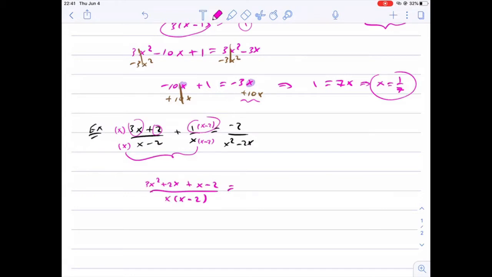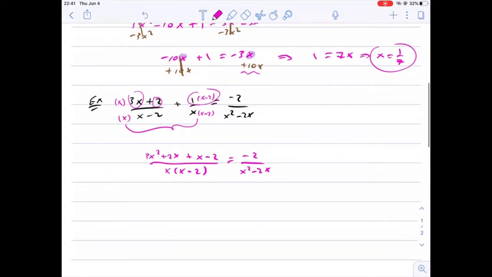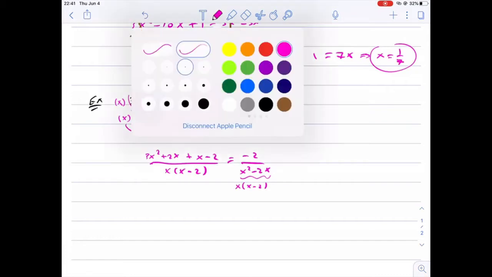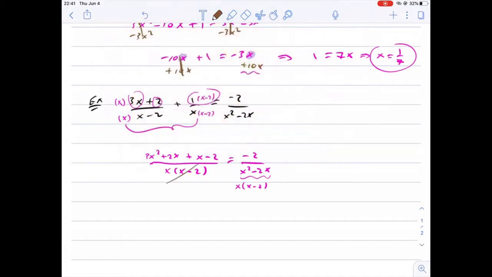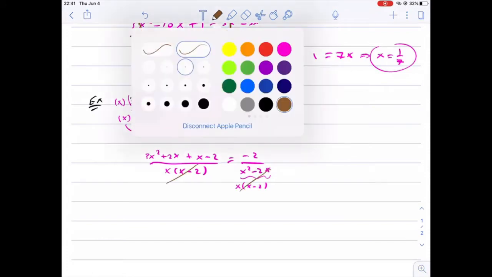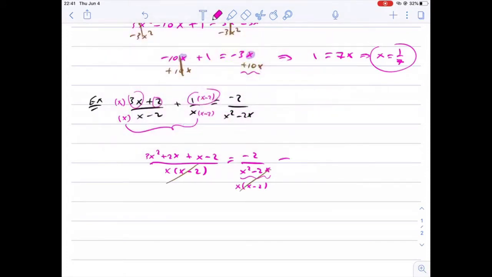On the right-hand side, we have negative 2 over x squared minus 2x. But x squared minus 2x is x times (x minus 2) if we factor this out. And as we can see, if the denominators are the same on the left-hand side and right-hand side, we can cancel them. We can cancel this denominator and this denominator, and that gives us 3x squared plus 2x plus x, this is 3x minus 2, equals negative 2.